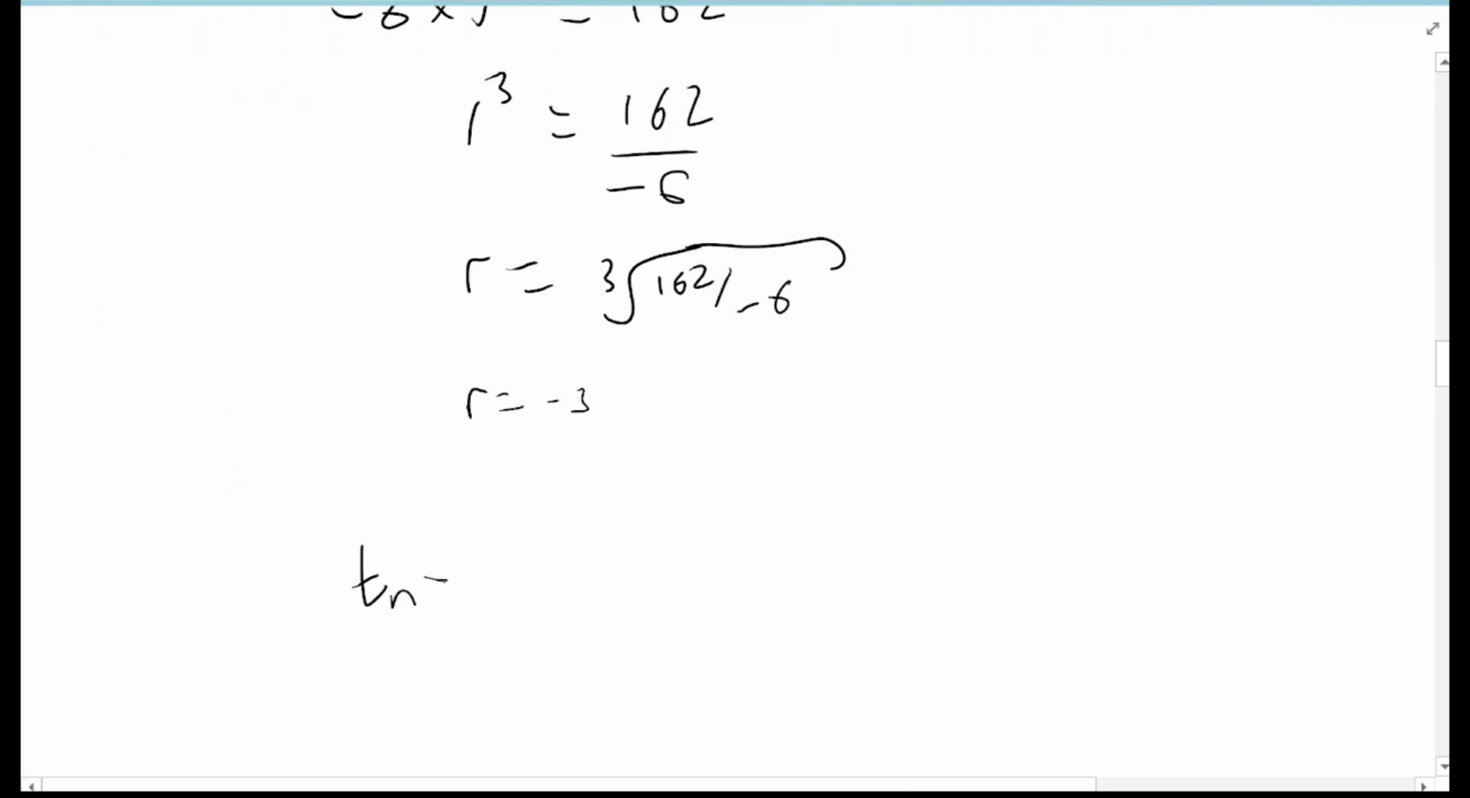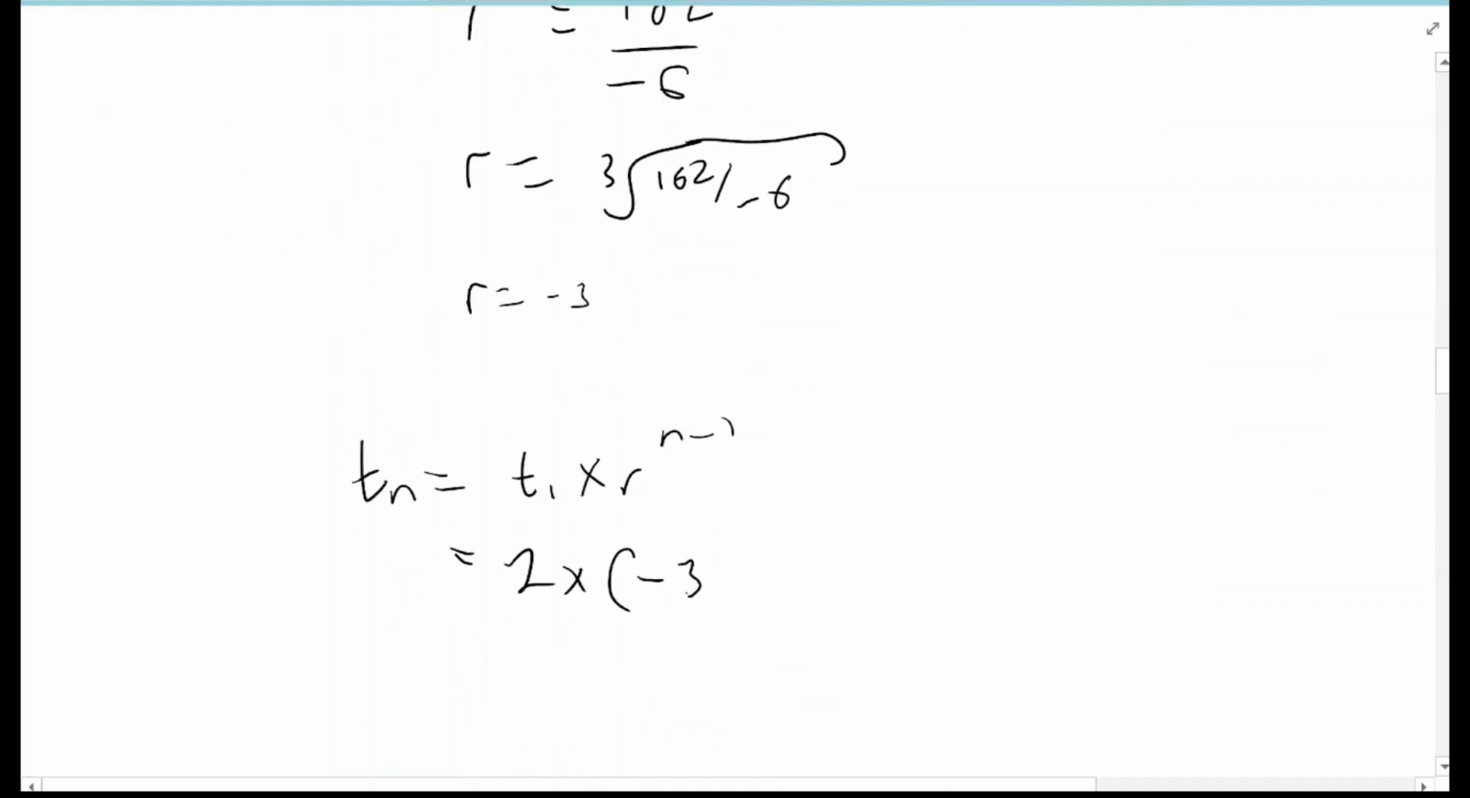So the Tn formula looks like T1 times r to the n take 1. So we already saw T1 was 2 times -3 to the power of n take 1. That is the general formula.